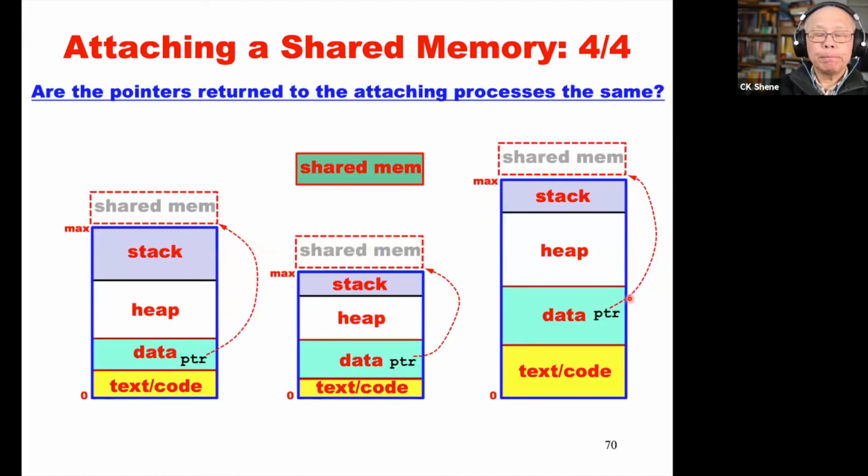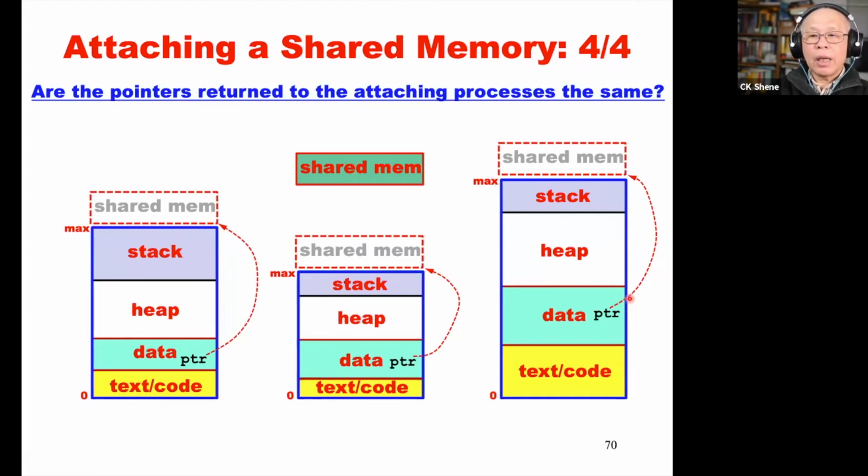Okay. If your answer is yes, in my experience, most students in this course will say yes, because the pointer points to the same location, the same address, the same shared memory. So it's supposed to have the same address. That is logical thinking. But indeed, this is wrong, because process 1 has process 1's address space. Process 2 may have a totally different address space.